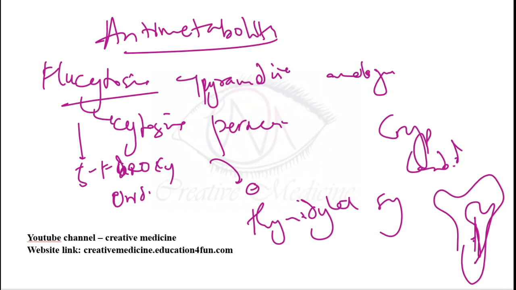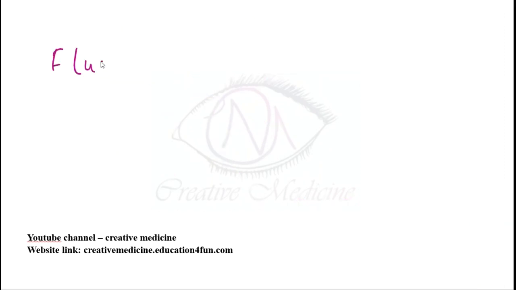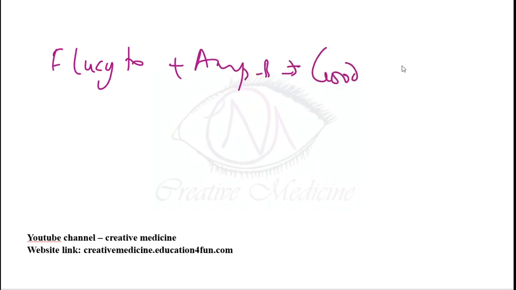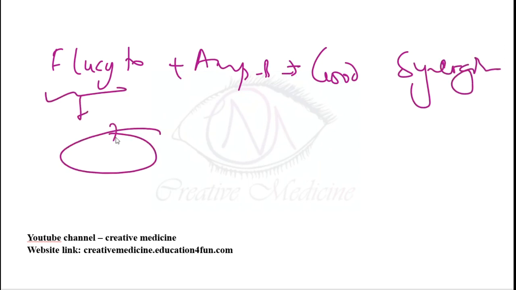Flucytosine will combine with amphotericin B, and it has good synergism. Amphotericin B creates pores in the cell wall, and through these pores the flucytosine drug can enter in.